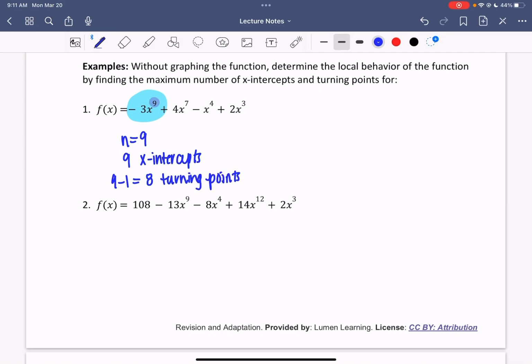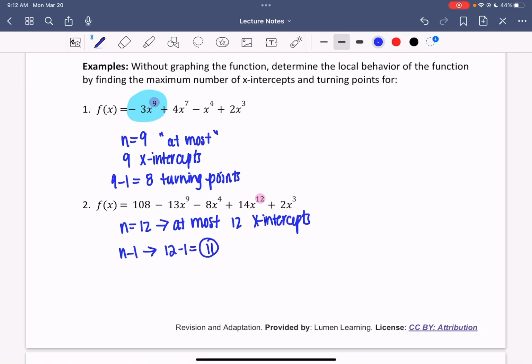And again, we're just identifying information, and this is all at most. We may not have that many when we go and look at the graph, but this is how many we can expect at most. Next example, again, look for your highest exponent. That's 12. And so I would say, okay, since n is 12, I will have at most 12 x-intercepts. And we'll do n minus 1, so 12 minus 1 gives me 11 at most turning points.